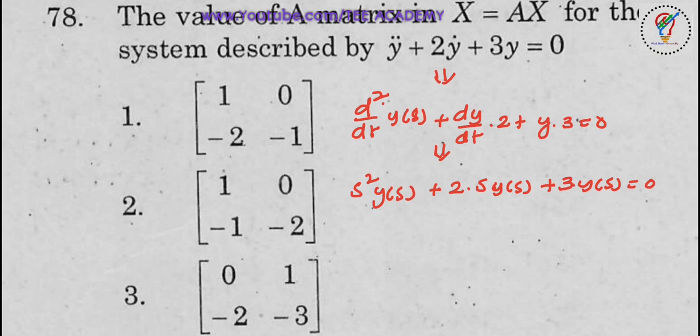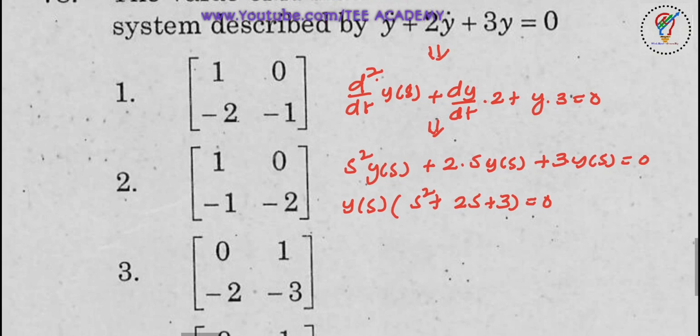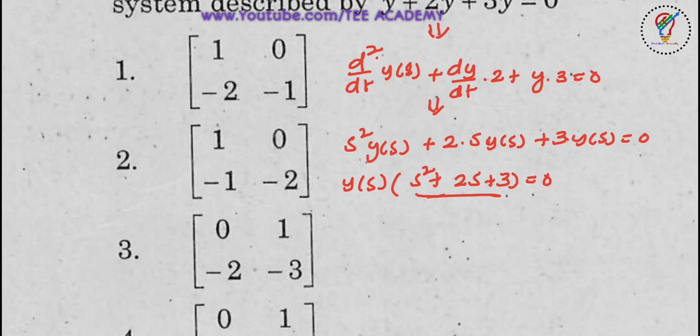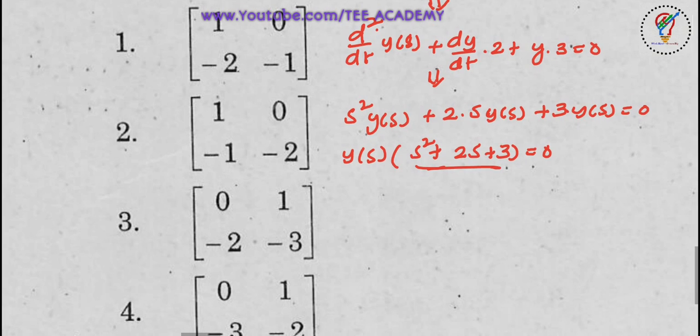Now if you take Y(s) common here, what do you get? Y(s) into s square plus 2s plus 3 is equal to 0. Okay, now this is the only transfer function that is available. Now we will check this answer. I don't know exactly what the exact procedure will be, but I'll give a shortcut here. Just take sI minus A in the transfer function and find the determinant of this.